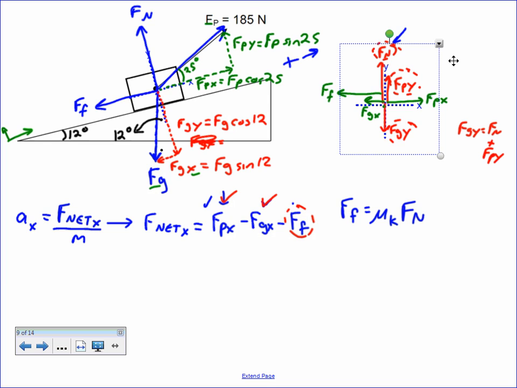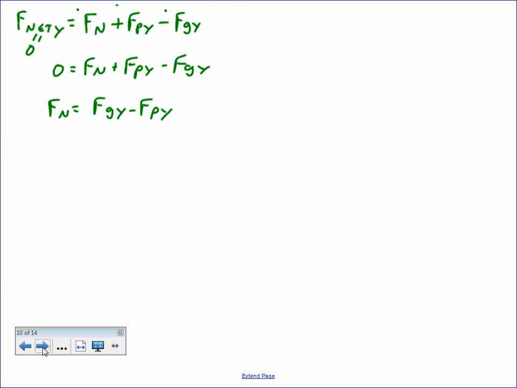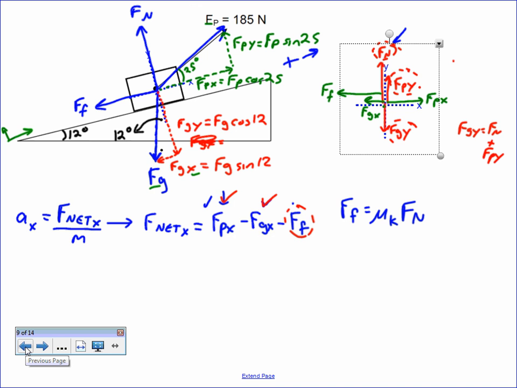Let's check and see if that makes sense, that fits with what we got over here. Fgy minus Fpy is equal to Fn. So yeah, that works out. Alternately, if we move this value over to here, we get the same equation. So now, we have all the values we need. What I'm going to do is I'm going to take this, and I'm going to plug it back in, Fgy minus Fpy, into here.